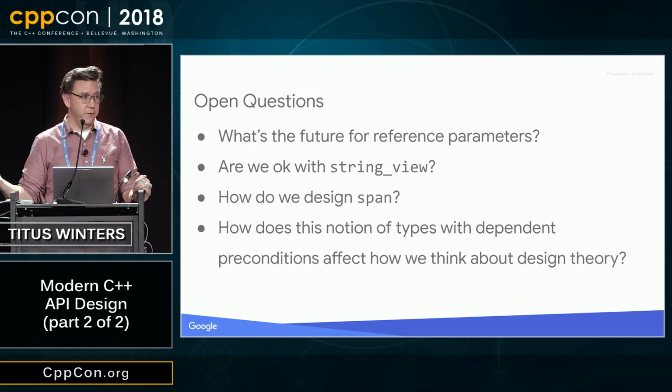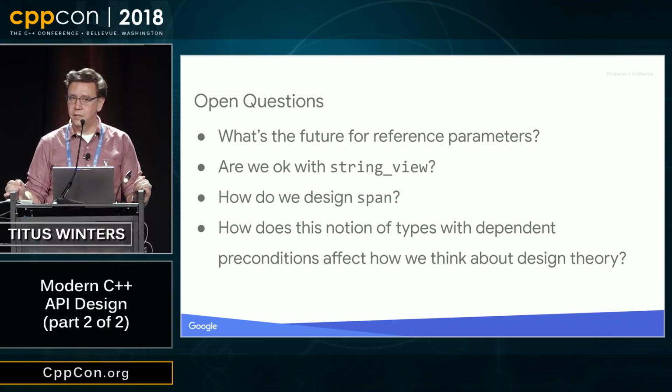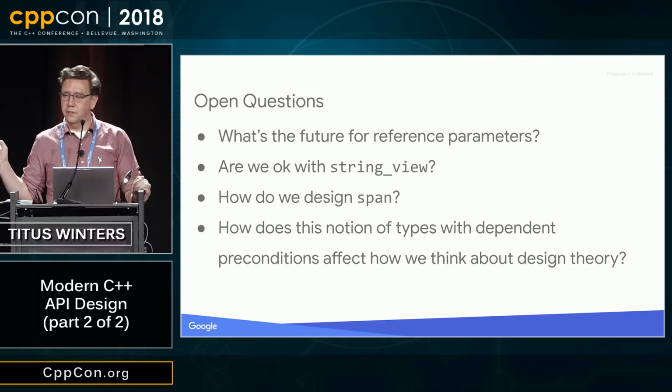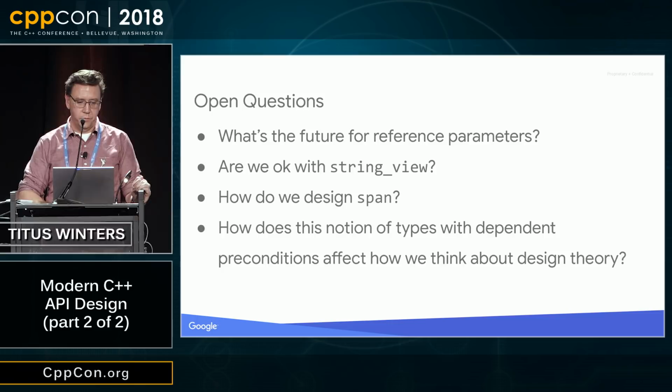Are we okay with string view? As a community, we're going to have to discuss that a bit. How do we design something like span? How do we design string view's friend that operates on T generally and maybe mutably? And importantly, how does this notion of types with dependent preconditions affect how we think about design theory?